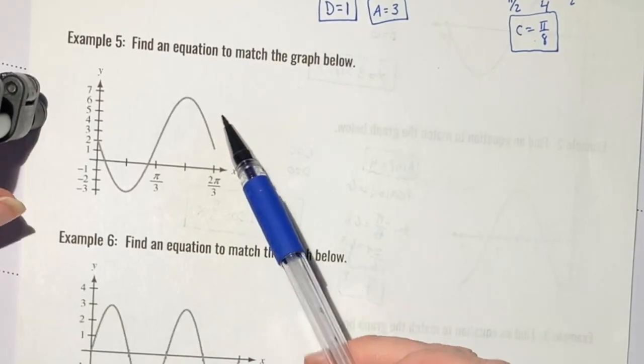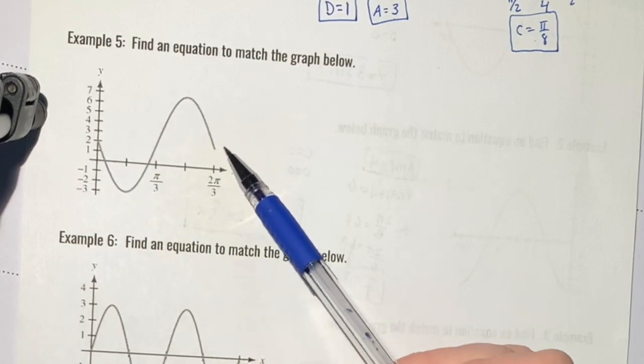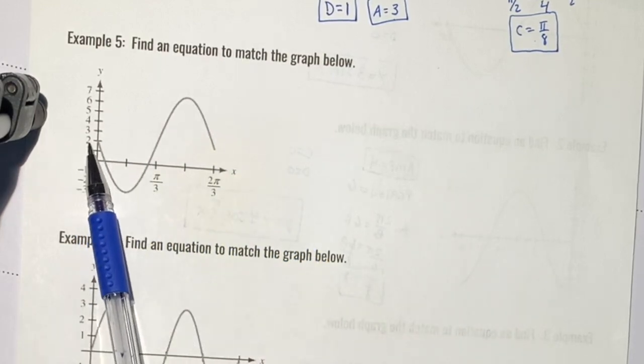All right, example 5. In looking at this, again, we're trying to write the equation that models this graph.